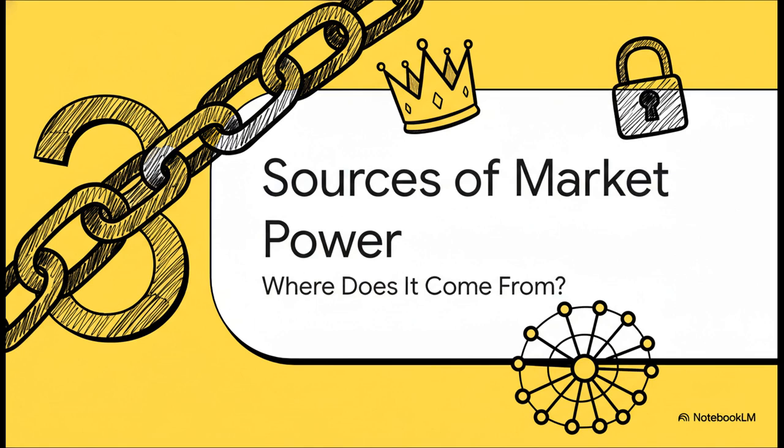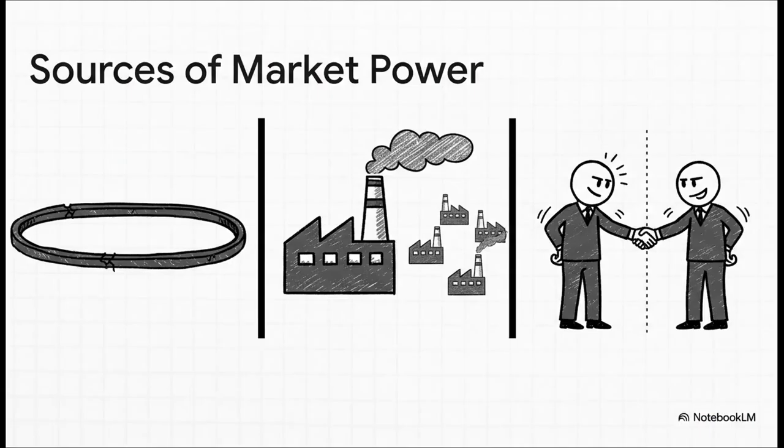But what causes that low elasticity in the first place? Let's zoom out a bit and look at the three main sources of market power. First, as we've been saying, it's the elasticity of demand itself. Fewer substitutes equals more power. Simple. Second, and this is pretty obvious, it's the number of firms in the market. The fewer competitors there are, the bigger the slice of the pie for the ones that are left.